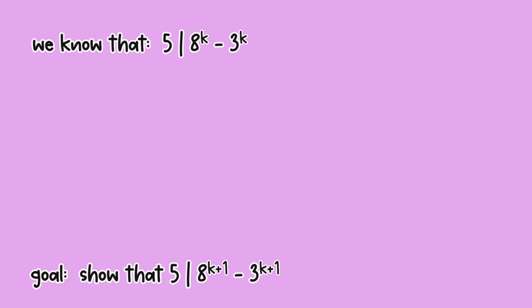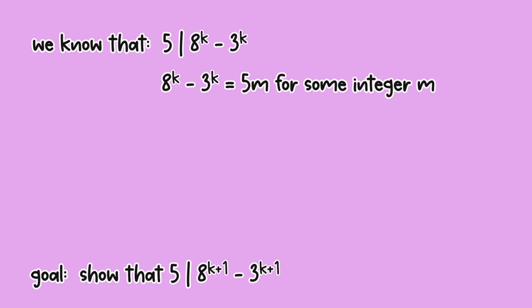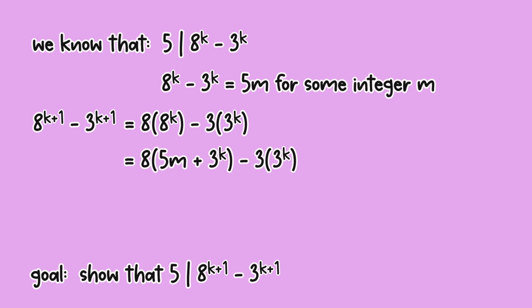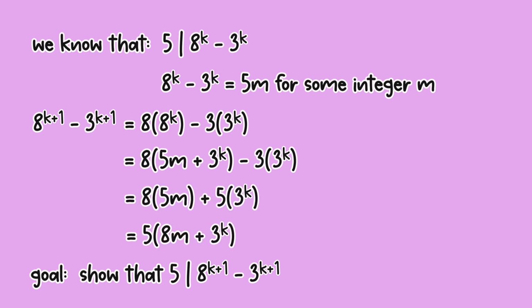Suddenly, we have a divisibility statement we can work with as we use the definition to obtain an equation. All we have to do is show that this can be written as 5 times some integer. Let's take the one off the indices. From the previous equation, we can replace 8 to the power k with this. So let's do that and simplify the expression. We'll factorize out the 5, showing that this expression indeed can be written as 5 times some integer.